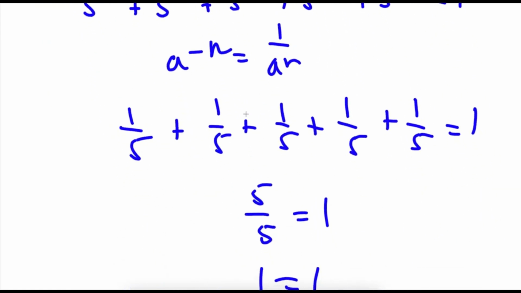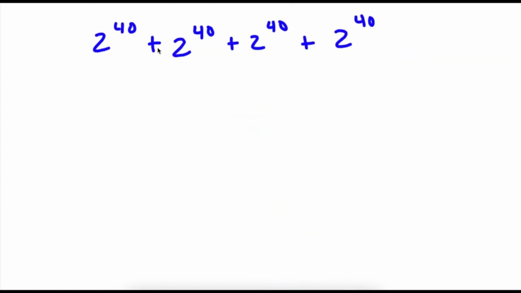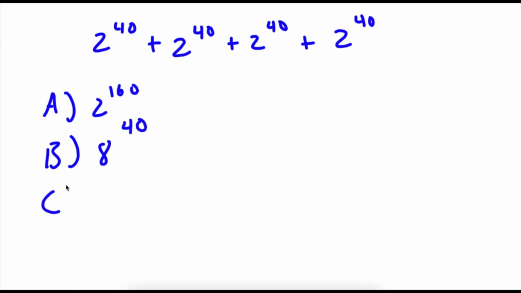Now it's time for the bonus problem. So I have 2 to the power of 40 plus 2 to the power of 40 plus 2 to the power of 40 plus 2 to the power of 40. And now I have 4 answer choices. So my first answer choice A is 2 to the power of 160. Now B here, this is 8 to the power of 40. C, this is 2 to the power of 42. And D is 2 to the power of 21.